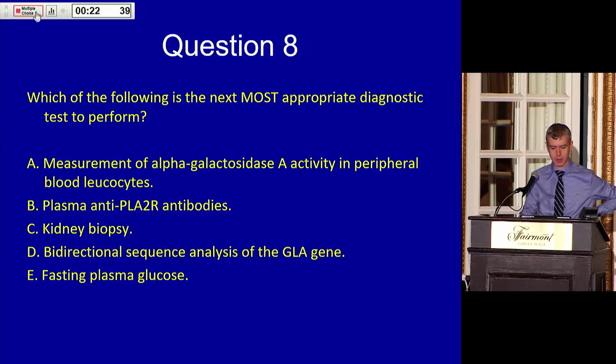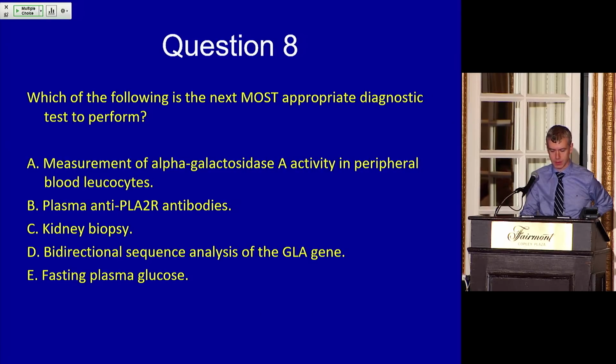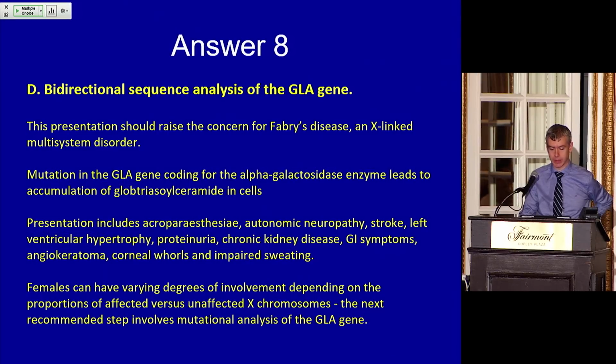So I'll stop it here. So a lot of people going for A and a bit of a spread otherwise. So let's see. So the correct answer here actually is D, okay? So the next most appropriate step in a female with this presentation is actually to do a genetic sequence analysis.